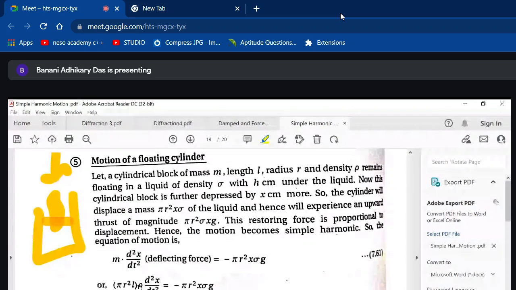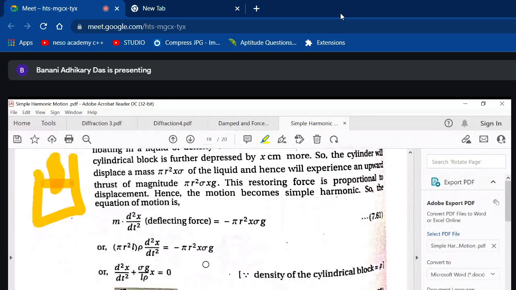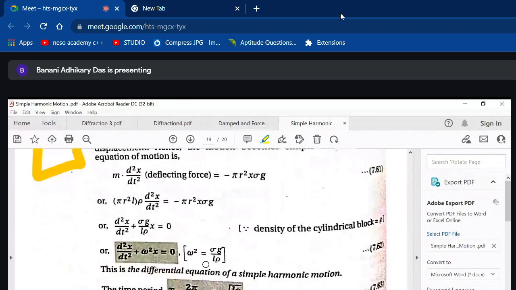So this m is replaced by pi r square L times rho times d2x dt2 is equal to pi r square x sigma g. Yeah, it's very natural, because we want to eliminate these additional terms coming into the system. So you get rid of pi r square from both sides. What you are left with is d2x dt2 is equal to, you have to divide by L rho in the denominator, and here you have only sigma and g, and of course x is your variable.